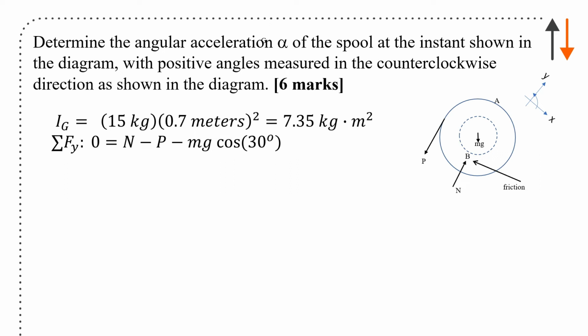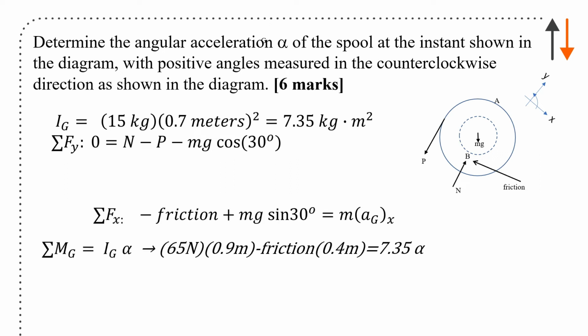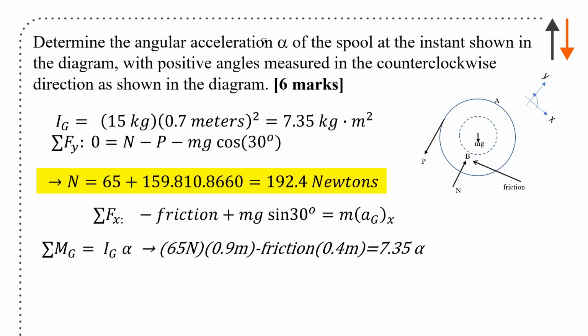And from there, you can do the sum of forces in y, which equals 0, and the sum of forces in x. You'll notice that the friction direction is acting up, so it's in the negative x direction. You've got the weight component that's also acting there. You'll know that you have an acceleration a_G in the x direction, and the sum of moments is I_G alpha. So the moment from P is causing a counterclockwise moment, the moment from friction is causing a clockwise moment, so that's negative, and all of this is going to be 7.35 alpha. So the normal is 192.4 newtons.